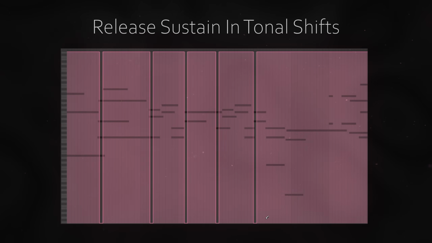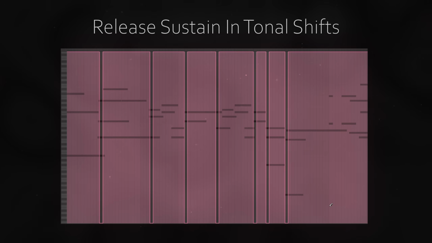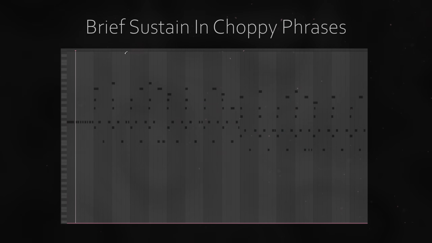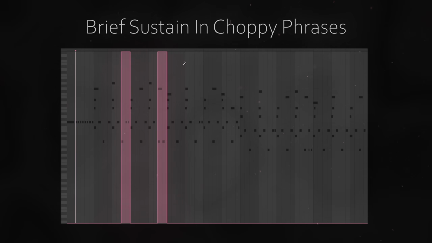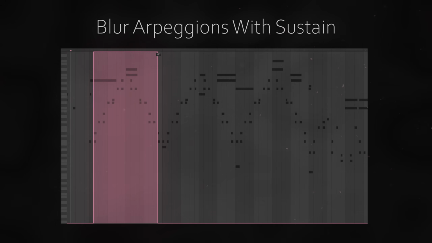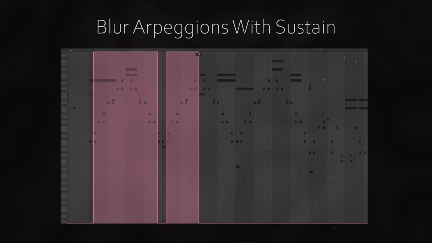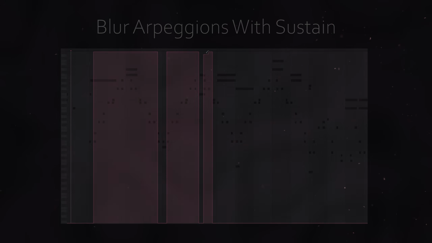Some tips I can offer are to release the sustain pedal when introducing tonal shifts or chords that might not blend well with preceding sustained chords, to add short moments of sustain and choppy sections to create contrast, and to use sustain to blur arpeggios or even transition them into chords.